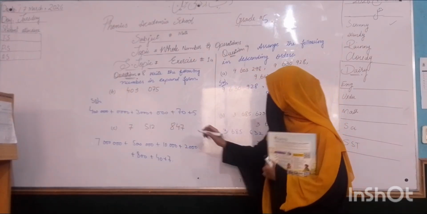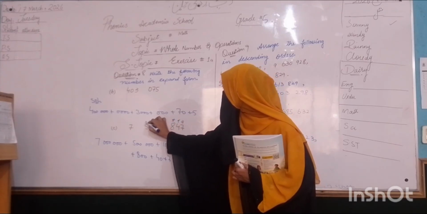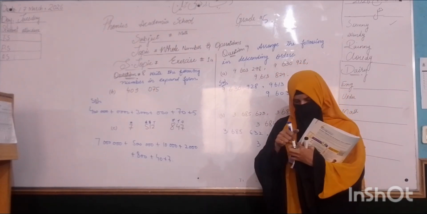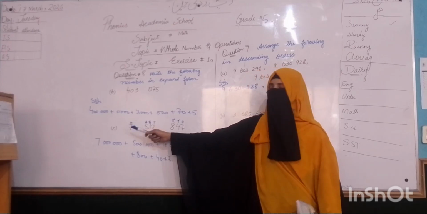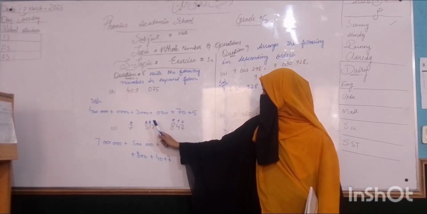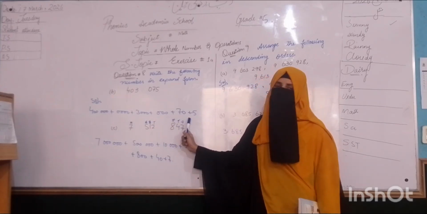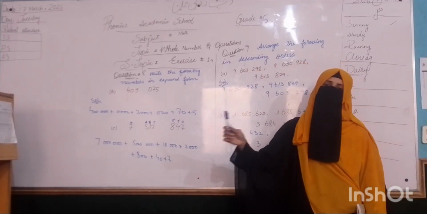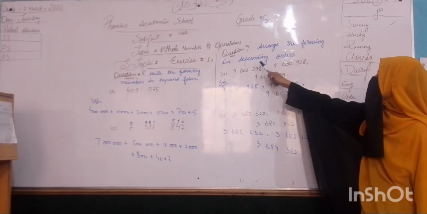You should also write 1, 10, 100, 1000, 10,000, 100,000 and million. When you write this place value chart, it becomes easy to know the place value of each digit. 7 is 7 million, 5 is 500,000, 1 is 10,000, 2 is 2,000, 8 is 800, 4 is 40 and 7 is 1. So this helps to make the expanded form, and expanded form is the combination of the parts of numbers.